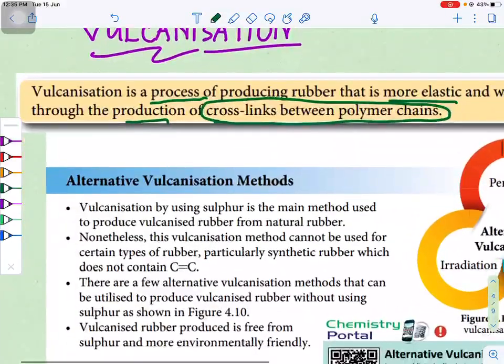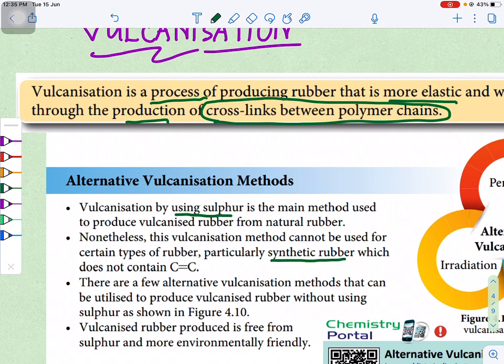Okay, so vulcanization by using sulfur is the main method used to produce vulcanized rubber from natural rubber. So how is vulcanization produced? We are using sulfur in vulcanization. Nonetheless, this vulcanization cannot be used for certain types of rubber, particularly the synthetic rubber.